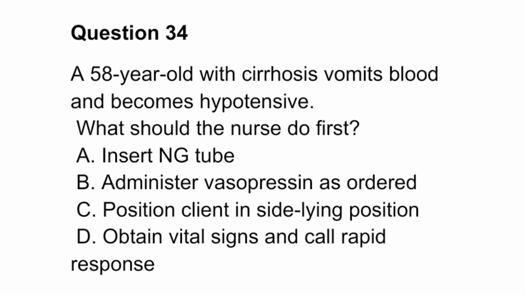Question 34. A 58-year-old with cirrhosis vomits blood and becomes hypotensive. What should the nurse do first? A. Insert NG tube. B. Administer vasopressin as ordered. C. Position client in side-lying position. D. Obtain vital signs and call rapid response.